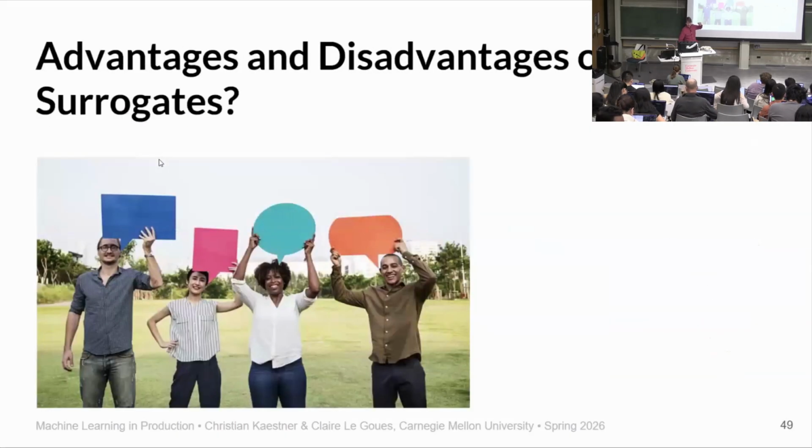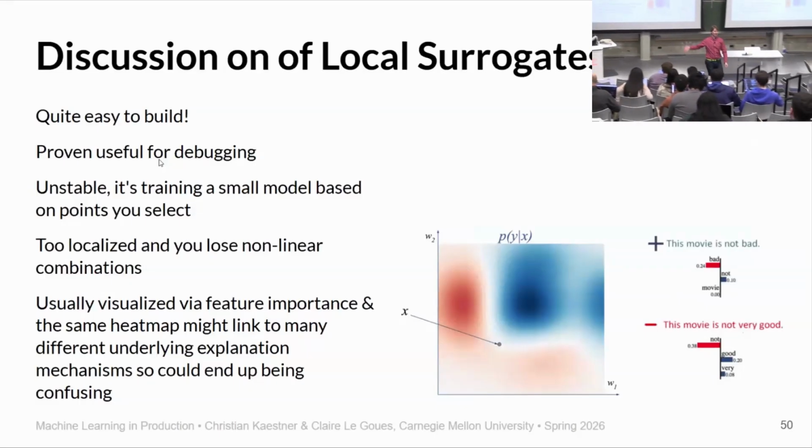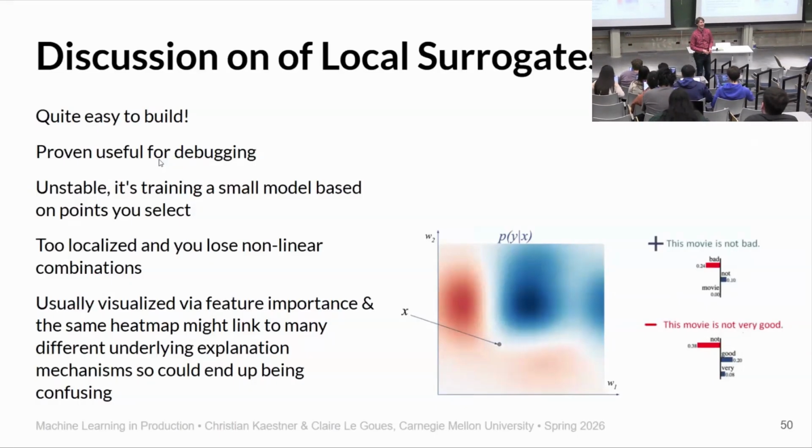So these local surrogate models like LIME, they're quite easy to build. There's an implementation in the notebook, and there's a model generated for me in a few lines of code, right? It's pretty straightforward. It's not that hard to implement. And it's quite useful for debugging. Not sure that you would show this naturally to an end user or to somebody in front of a judge, like these are the reasons why we convict you, right? But at least for debugging, this is quite useful.